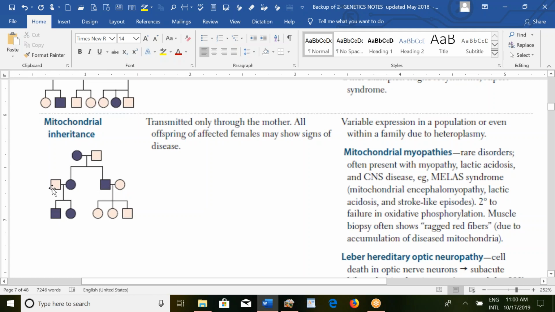Okay? And then in the next couple, she has passed it on to both babies, and this one didn't pass it on to anyone. So there is heteroplasmy. Mitochondrial myopathies are rare disorders, often presenting with myopathy and lactic acidosis and CNS disease like Leigh syndrome. This is mitochondrial encephalomyopathy, lactic acidosis, and stroke-like episodes. Just remember MELAS. It is secondary to failure in oxidative phosphorylation. Oxidative phosphorylation takes place inside mitochondria. Muscle biopsy often shows ragged red fibers due to accumulation of diseased mitochondria.